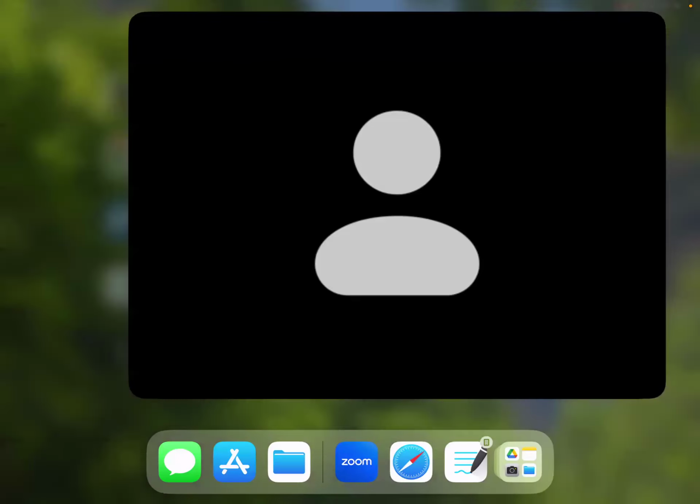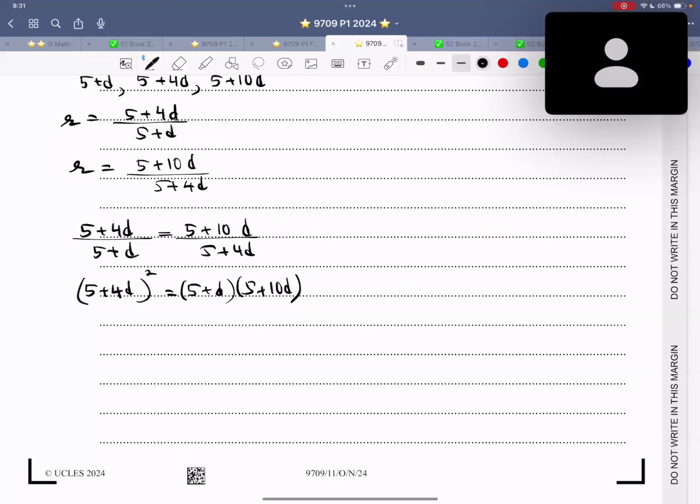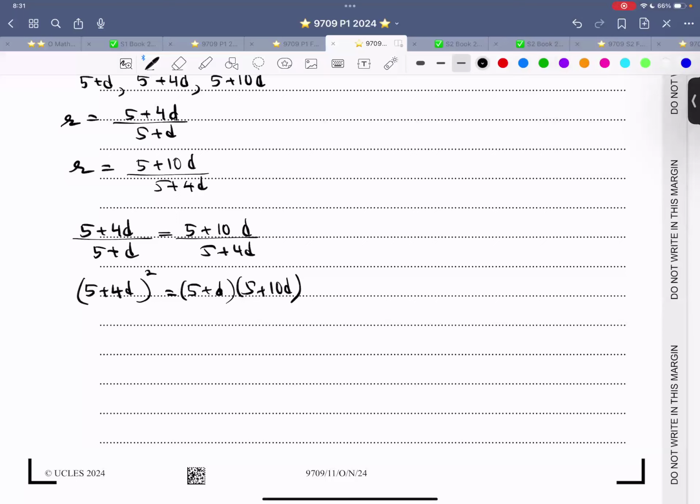So now let's continue with this. The equation, so (5 plus 4d) whole square, that is (a plus b) whole square. Keep that in mind. That is 25. 4 into 5 is 20. Double of that is 40d plus 16d square. On the other side, this is 5 into 5, 25. 5 into 10, 50d. d into 5, 5d. d into 10d is 10d square.